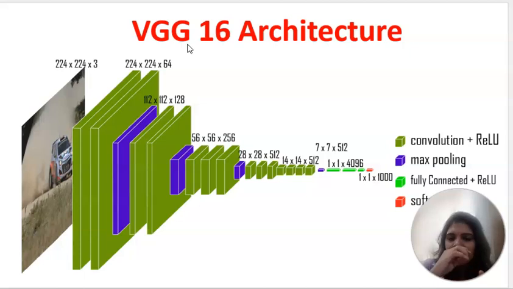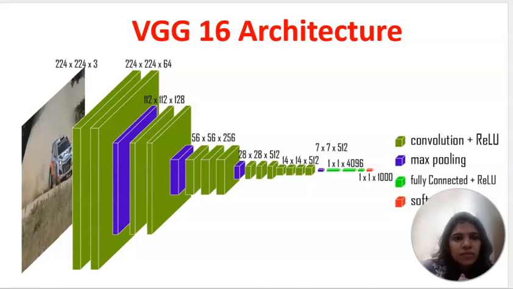Okay. So VGG16 is a very large neural network. And why VGG16? The 16 refers to 16 convolutional layers. There are 16 convolutional layers in the VGG architecture. That's why this is called VGG16.